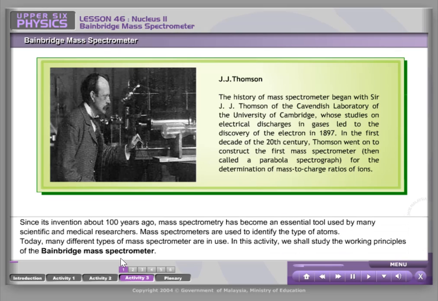Since its invention about 100 years ago, mass spectrometry has become an essential tool used by many scientific and medical researchers. Mass spectrometers are used to identify the type of atoms. Today, many different types of mass spectrometer are in use. In this activity, we shall study the working principles of the Bainbridge mass spectrometer.